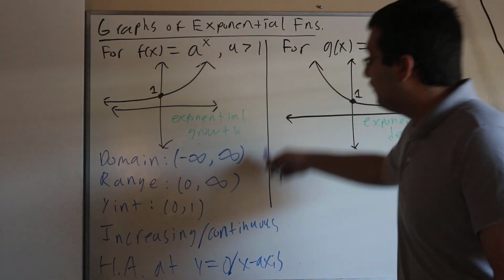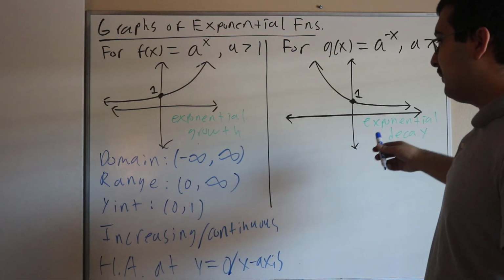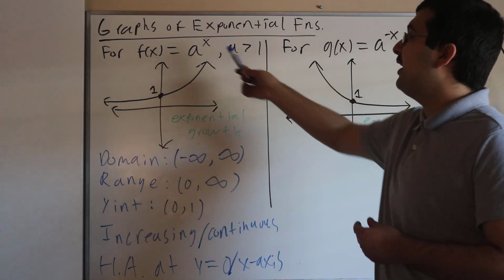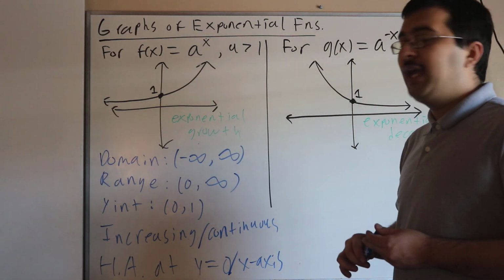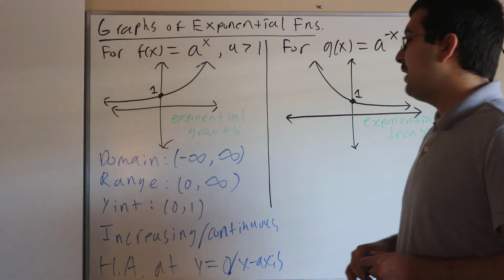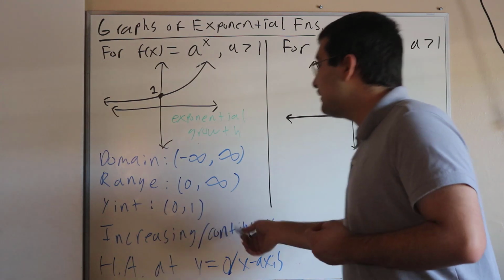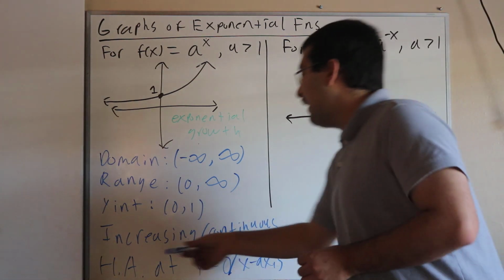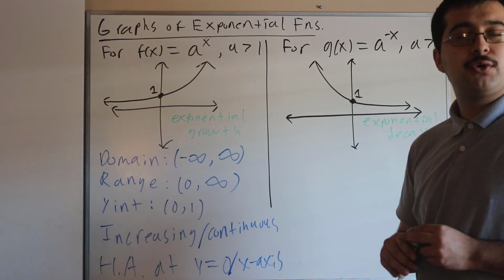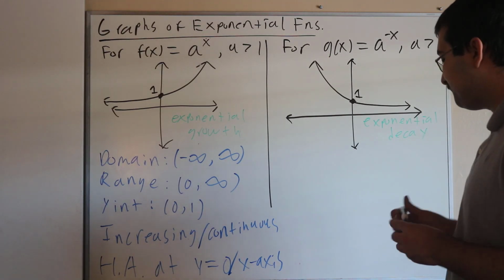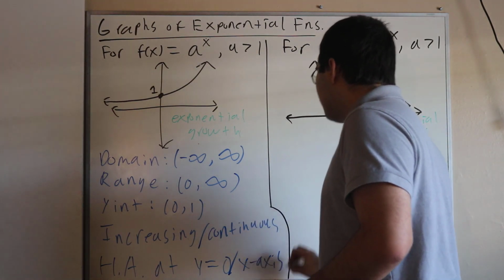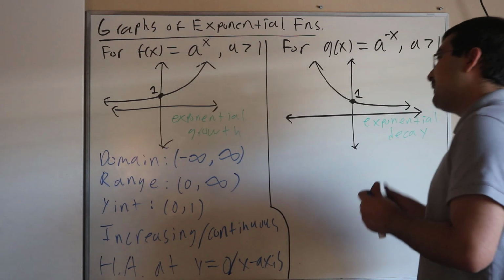All right, so here are the 5 defining features of exponential functions if they have this form. They have a domain that uses all real numbers. They have a range from 0 to infinity. They have a y-intercept at (0, 1). They are increasing and continuous. And they have a horizontal asymptote at y equals 0, or in other words, they have a horizontal asymptote at the x-axis.